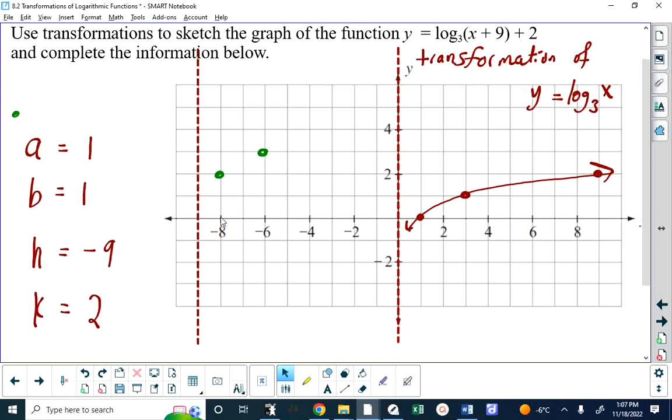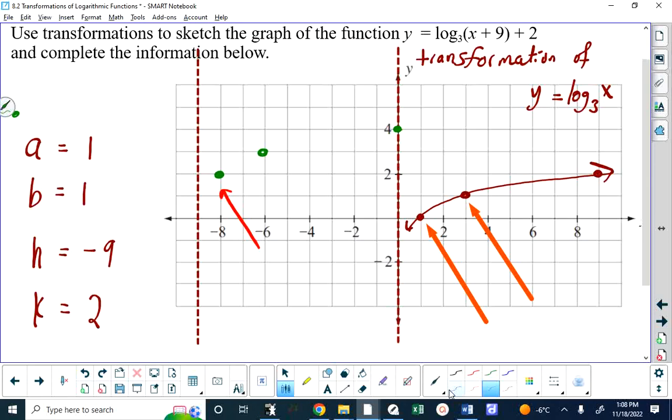And I just want to point something out to you. Once you know this leading point, you can plot all the other points by asking where they are relative to that point. When I compare this leading point on the original function to the next point, it is over 2 and up 1. From there, I can go over 6 and up 1.